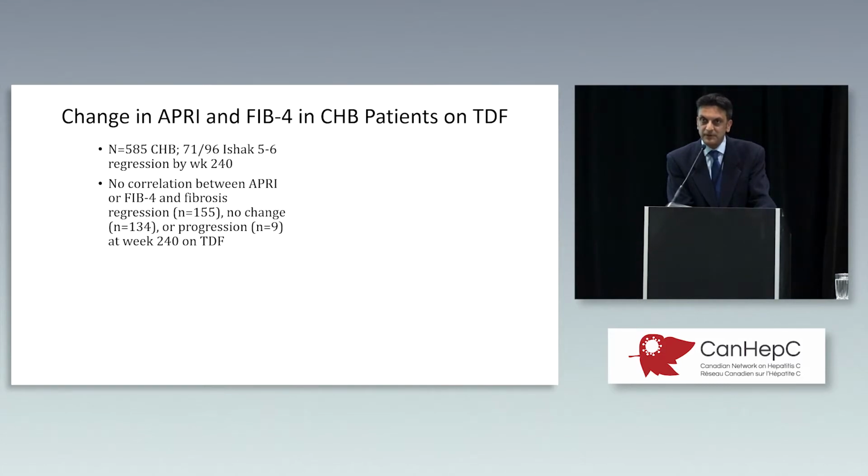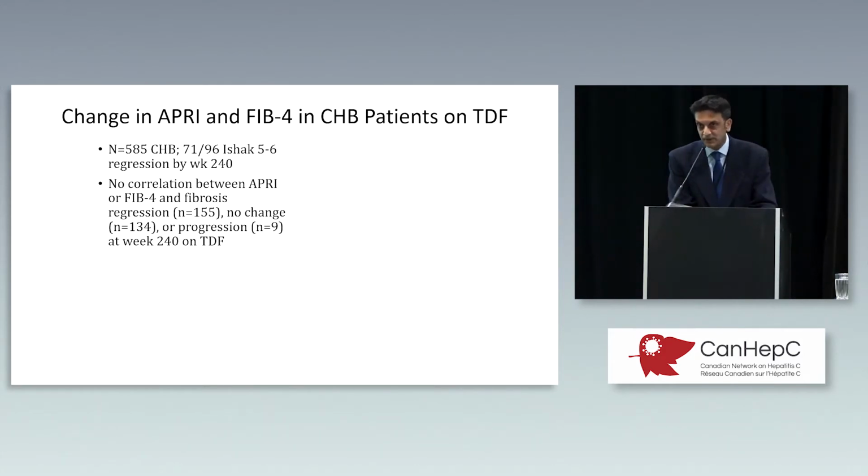So this group looked at APRI and FIB4, very simple markers as I showed you. And again, there was no correlation between APRI and FIB4 and fibrosis regression, including those cirrhotics who were no longer cirrhotic at the end of the study. It didn't correlate with patients who didn't change. It didn't correlate with patients who progressed.